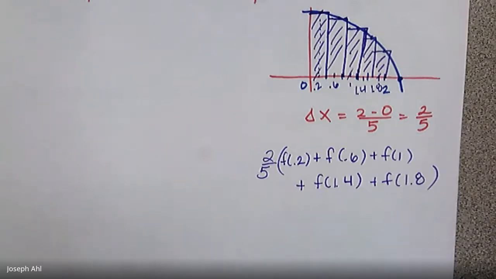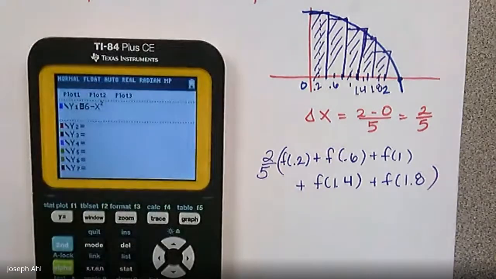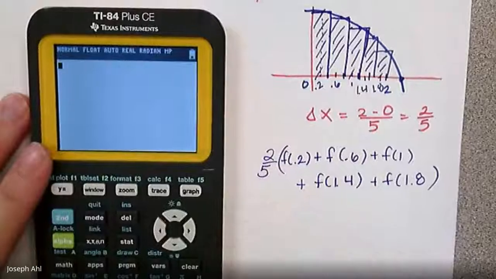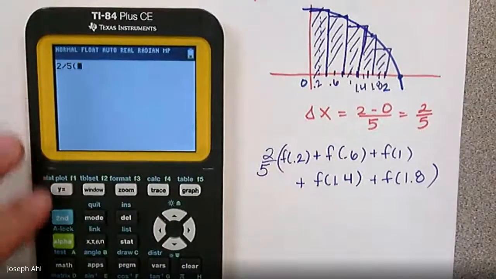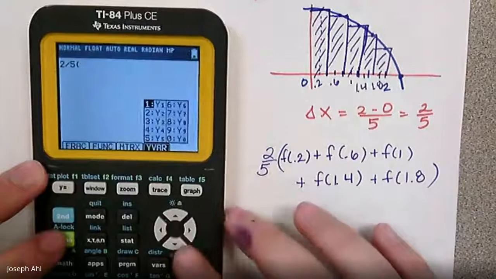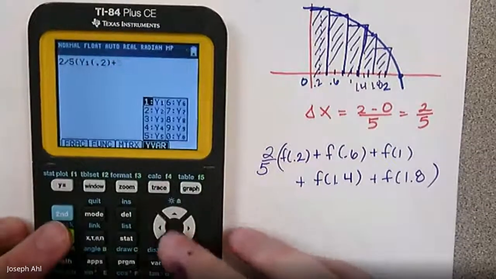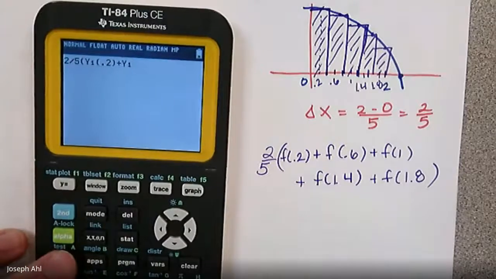So if I change my function in y1 to 6 minus x squared, I think this is probably the easiest way to go about it. Maybe you guys have better ways than I do. All right, 6 minus x squared. So I'm going to do 2/5 times, let's do y1 of 0.2 plus y1 of 0.6.